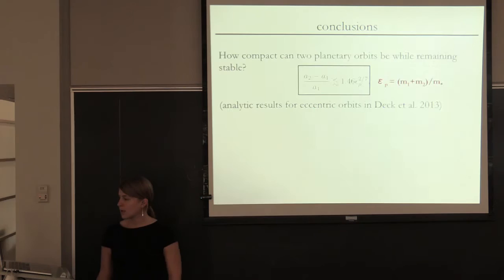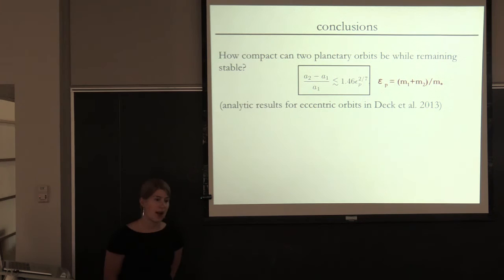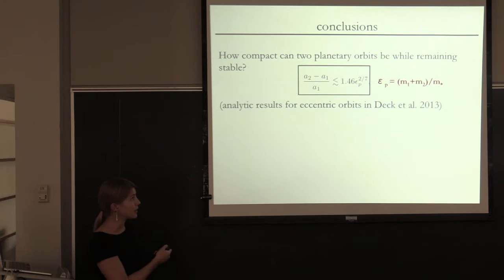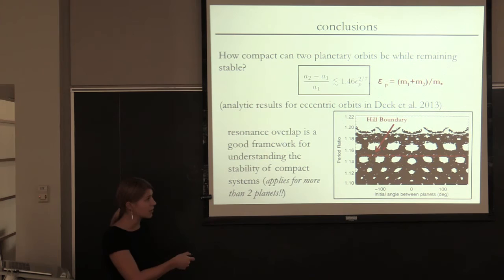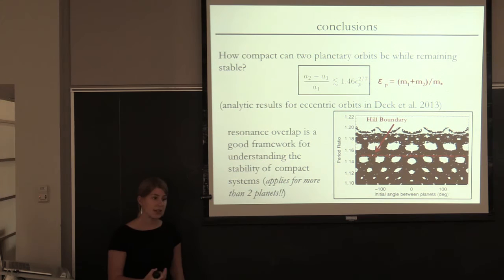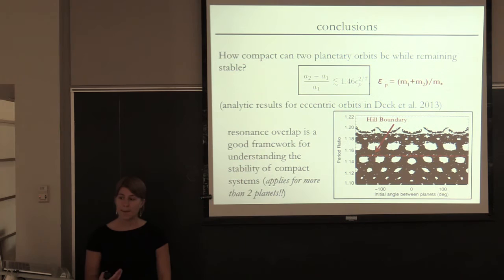So to summarize then, we had posed the question, motivated by Kepler 36, of how compact you could have two planets be while remaining long-lived. And for initially circular orbits, we derived this criterion where the critical separation depends only on the total mass of the planets to the 2/7 power. I hope I've also convinced you that this idea of resonance overlap is really a great way of understanding stability of these systems, because it explains essentially all of this structure in phase space in a way that the Hill criterion just does not. And furthermore, if you're interested in extending this kind of work to systems with more than two planets, which is something that I am interested in doing, the Hill criterion no longer applies, but the resonance overlap criterion would apply equally well.